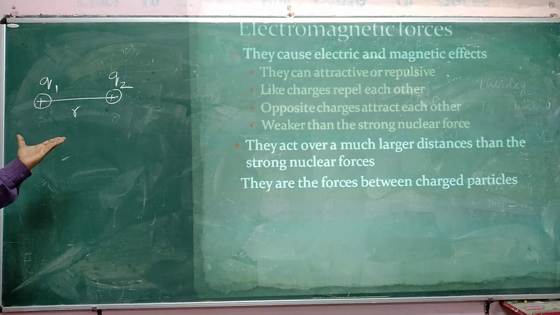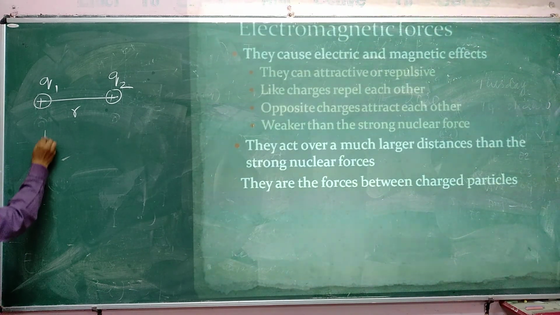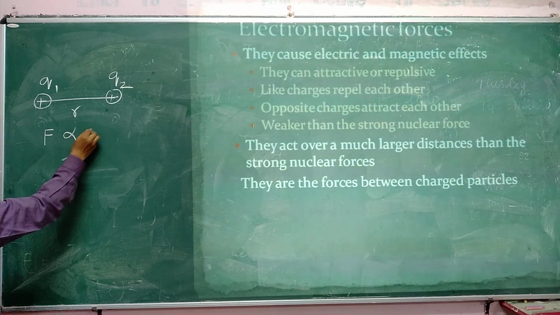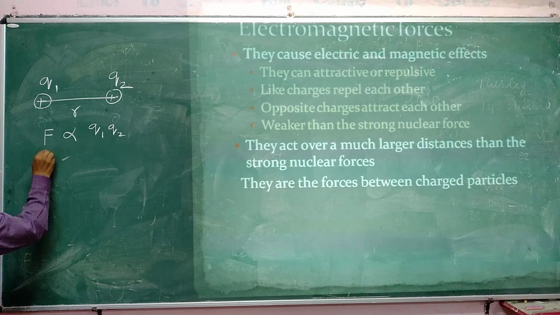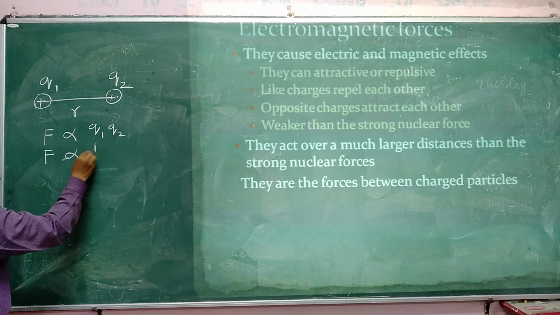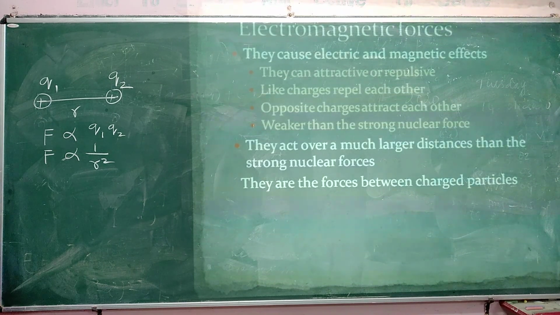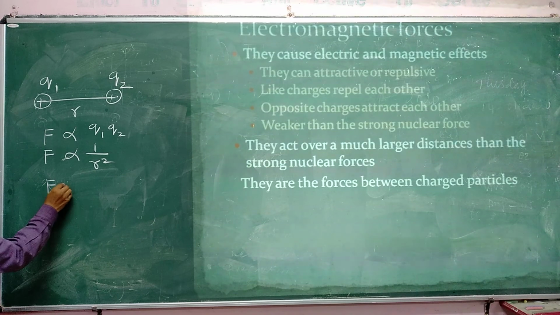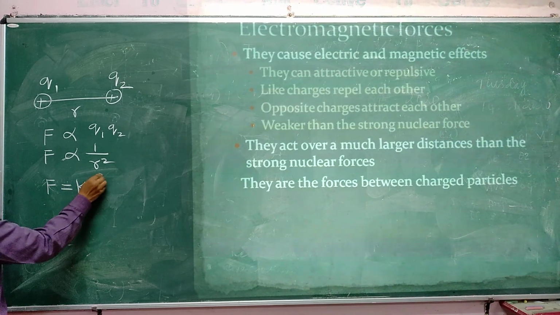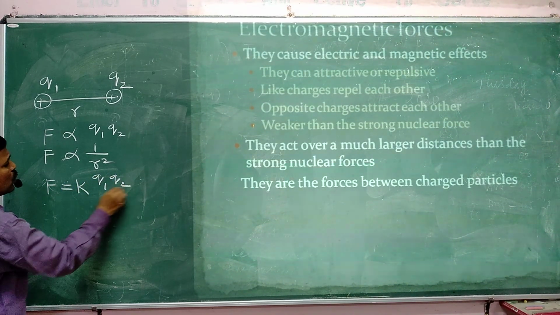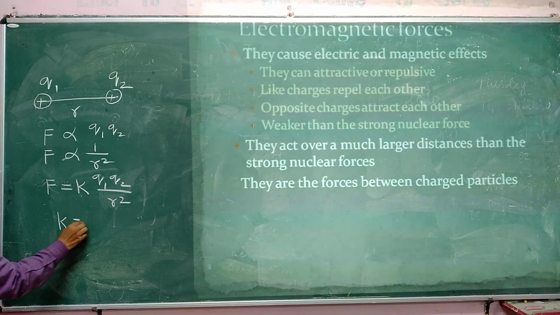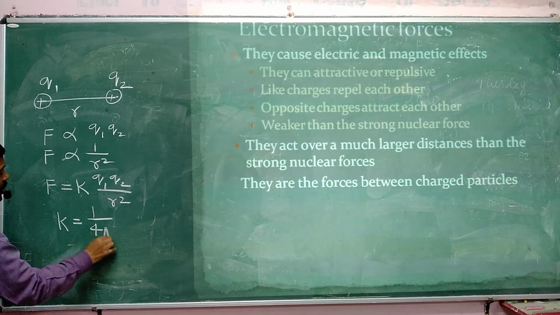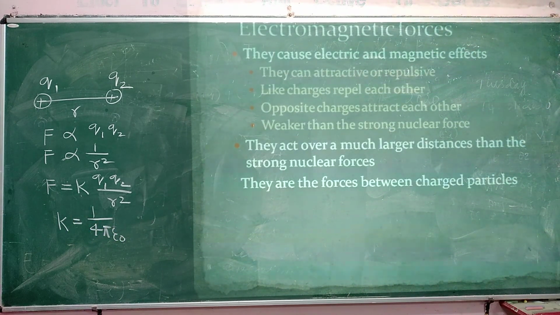The electric force between these two particles is directly proportional to the product of the magnitudes of the charges and inversely proportional to the square of the distance between them. Combining these and keeping the proportionality constant as k, we can write F = k Q1 Q2 divided by r squared. This k is known as the proportionality constant, whose value is 1 by 4 pi epsilon naught.